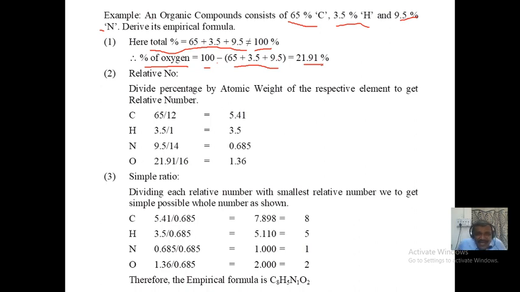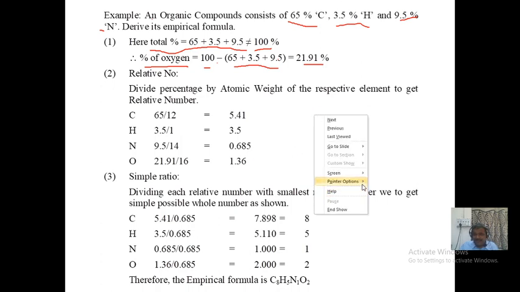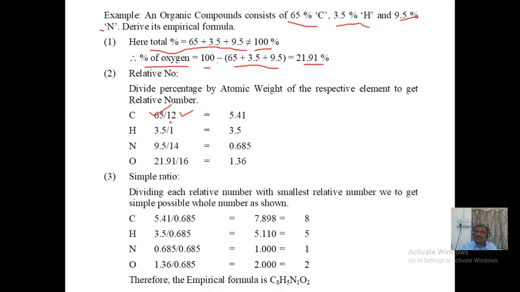Now, in the previous slide it was step number 1, but here it is 2. Don't worry, because we are going to calculate the relative number. And what was the method? Again I will repeat, friend. I said in the previous slide that to get the relative number, you have to find the percentage of that atom or element and divide by its atomic mass. So here in this numerical, 65% of carbon is there, divided by the atomic mass of carbon, that is 12. So I am getting the relative number, friend, right?